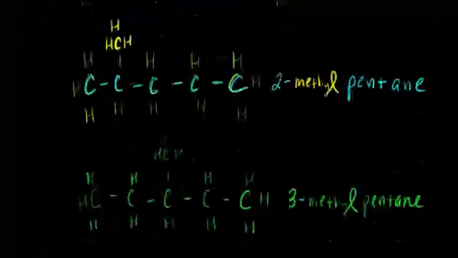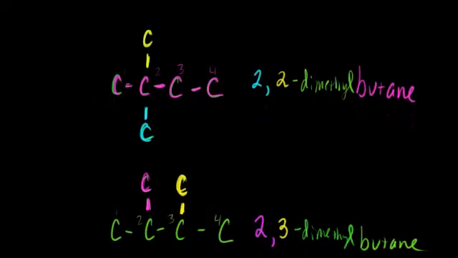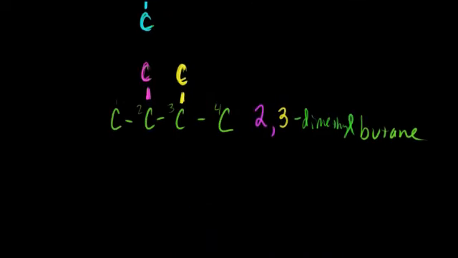We have hexane, 2-methylpentane, 3-methylpentane, 2,2-dimethylbutane, and 2,3-dimethylbutane. Now, the final question of this was, can 2 structural isomers have the same IUPAC name? And the answer is no. If they have the same name, they're not isomers, they're the same exact molecule.